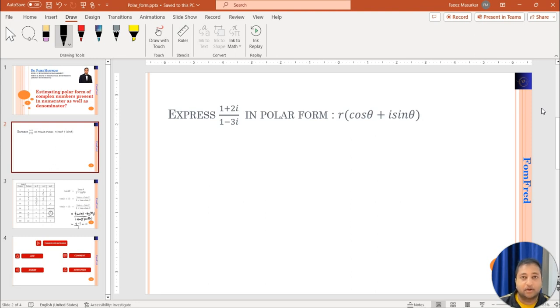I have also uploaded a similar video in which I have shown how to estimate the polar form of a complex number, but the difference is that in this video we have the complex number in the numerator as well as the denominator, and in the previous video the complex number was only in the numerator. Now let us try to solve this and get the polar form of this particular expression. So we will write this down as it is, 1 plus 2i upon 1 minus 3i.